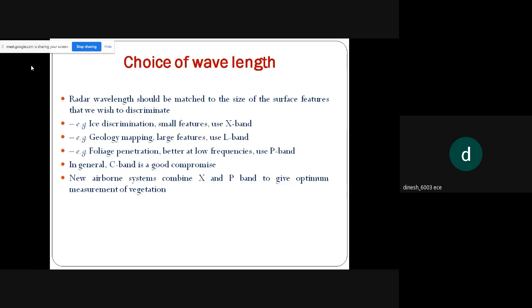For foliage penetration at lower frequencies with the higher resolution, we need to use P band. So in general, C band is a good compromise for all these bands. Airborne systems combine X-band and P-band to give optimum measurement of vegetation also. So depending upon the application, we need to choose which band for which application.